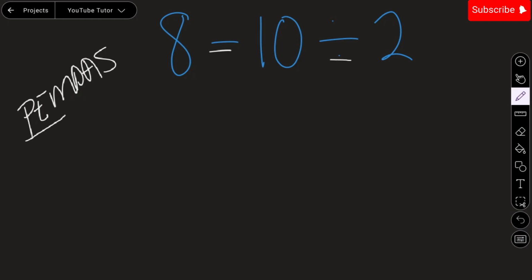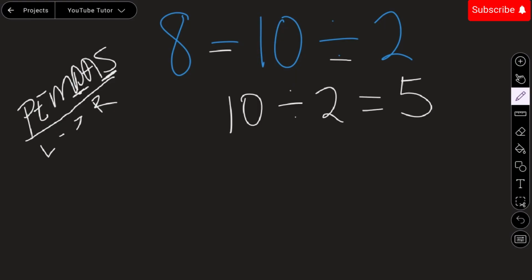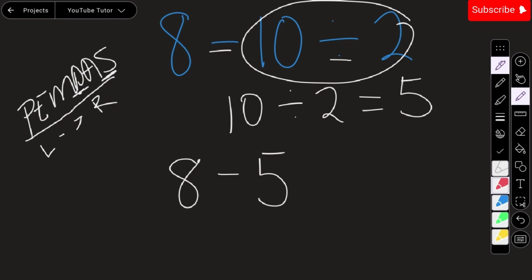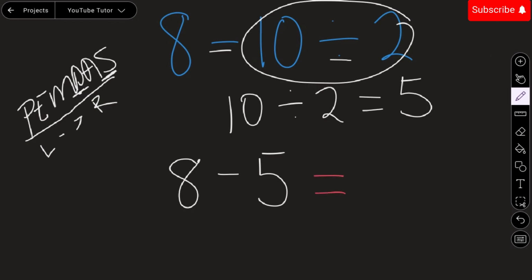From left to right, that is the PEMDAS law, you can see division comes before subtraction. So we first take 10 divided by 2 and our answer becomes 5. Now what we have is 8 minus what we had for this, which is 5. And everyone can also testify to it that 8 minus 5 gives us nothing else but 3.